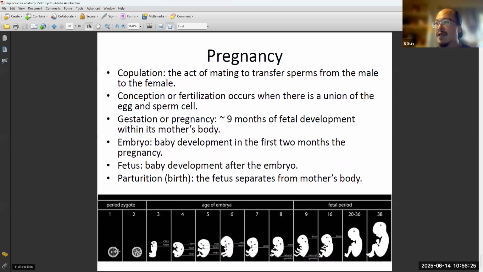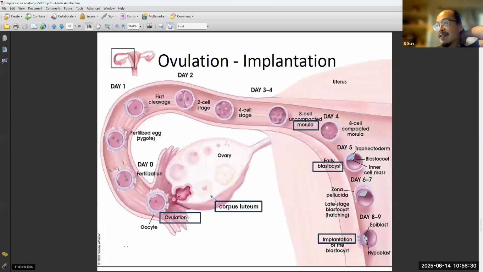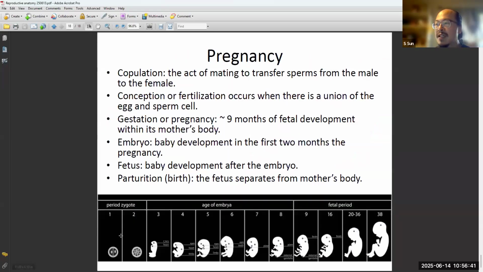You can see that it comes from the zygote. This beginning cell is called zygote. The fertilized egg is called zygote. So beginning from the zygote toward the embryo, about 8 weeks, 2 months, toward the fetus, from after 2 months toward 9 months. So that's the terminology here.